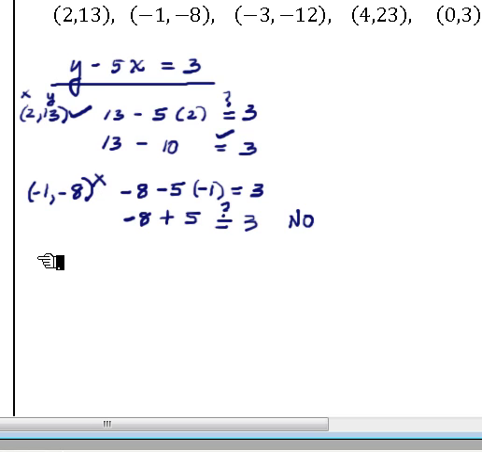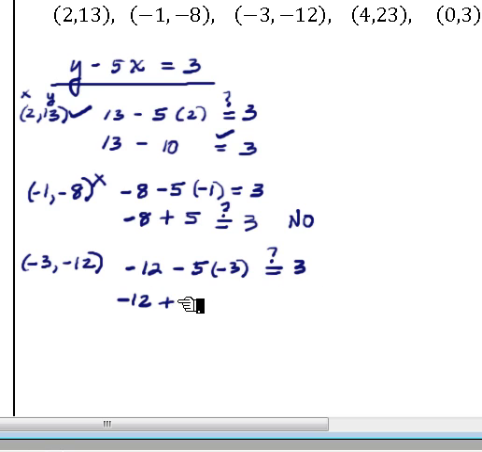And let's keep going. Let's try (-3, -12). Okay, start with y, minus 12, minus 5 times x, that's minus 3. Is that equal to 3? Is minus 12 plus 15 equal to 3? And yes, it is. So this one is on the line.